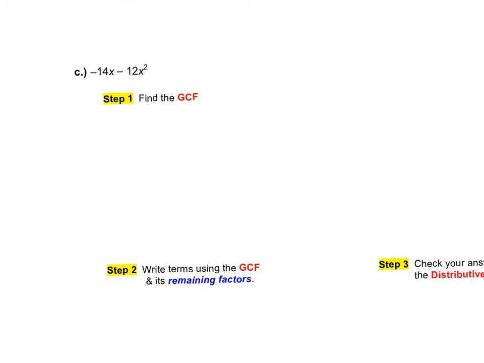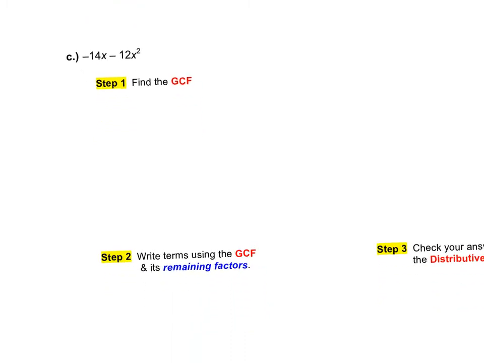Okay, here's example C. Negative 14x minus 12x squared. We can find the GCF of each of these. So for negative 14x, it's a negative. So negative 1 times 14 is 2 times 7, and then times x. For negative 12x squared, it's a negative. So we have negative 1 times 12, which is 2 times 2 times 3, and x squared is x times x. So in common, we have a -1, a 2, and an x. Well, -1 times 2 times x is -2x. So that's my GCF, -2x.